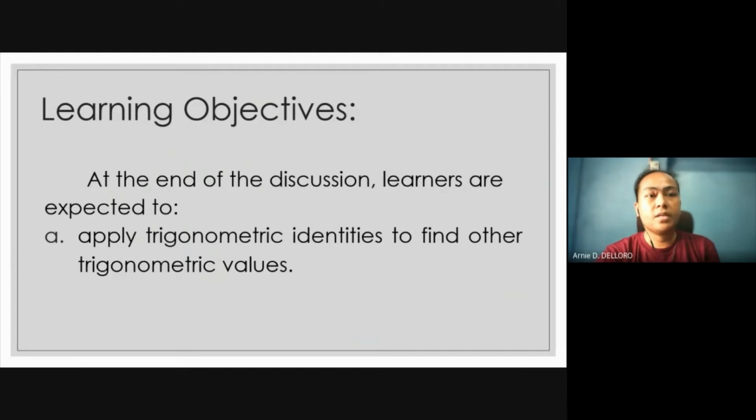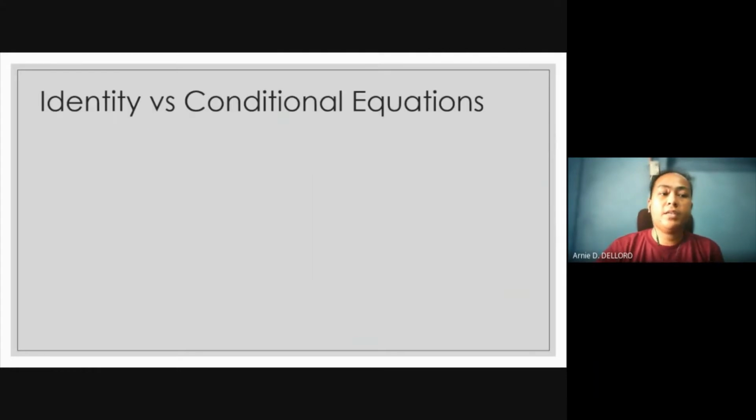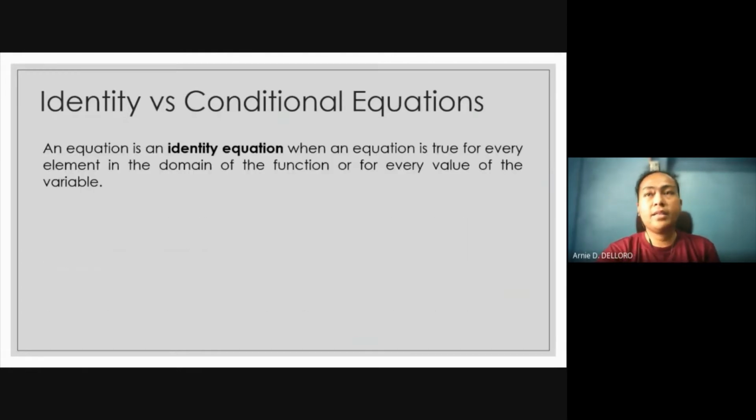in this lesson, let us first differentiate identity and conditional equations. Okay? So when we say identity equation, an equation is an identity equation when it is true for every element in the domain of the function, or for every value of the variable. Okay? So, an identity equation is true for any values of the variable in the domain.